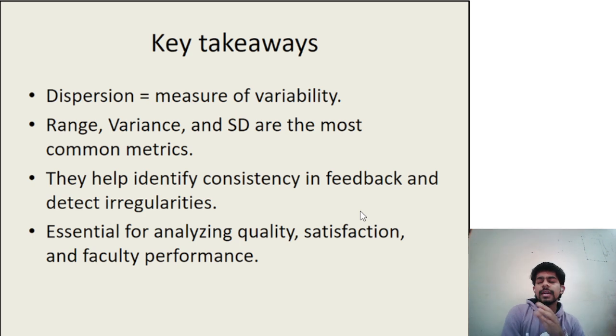To summarize, these three measures, range, variance and standard deviation, help to quantify how consistent or diverse feedback responses are. Understanding dispersion is a fundamental skill in feedback analytics and broader data science.